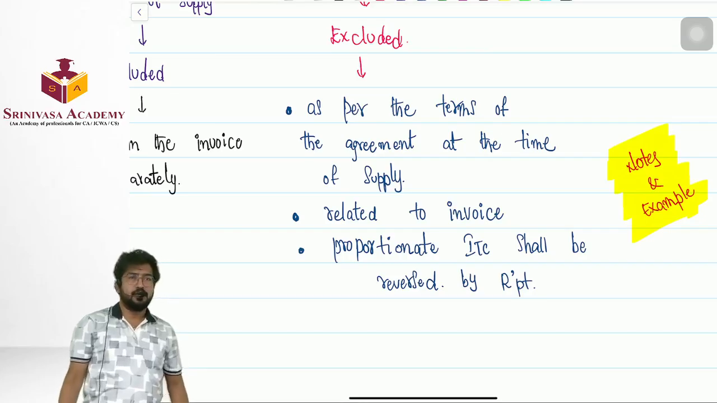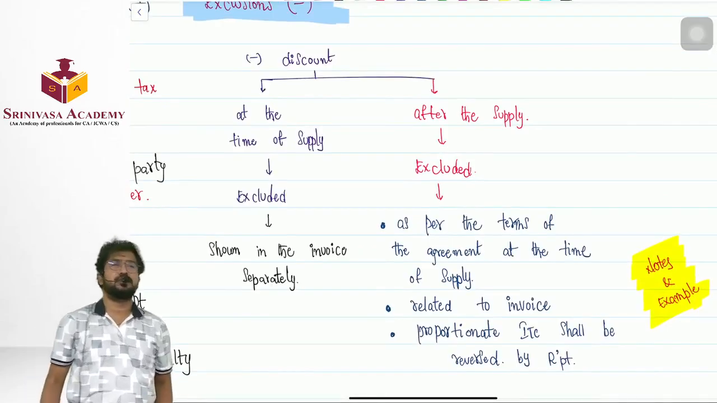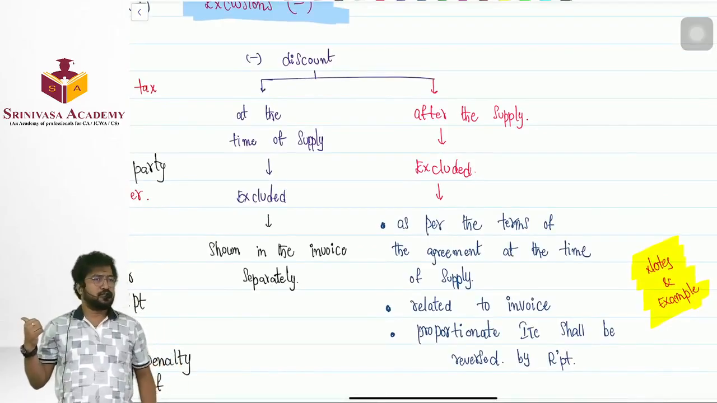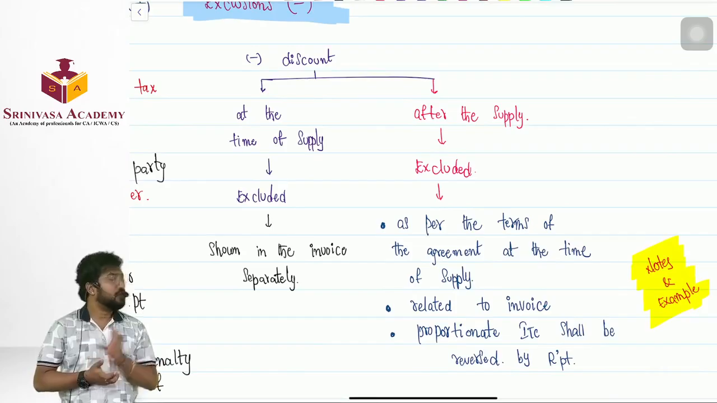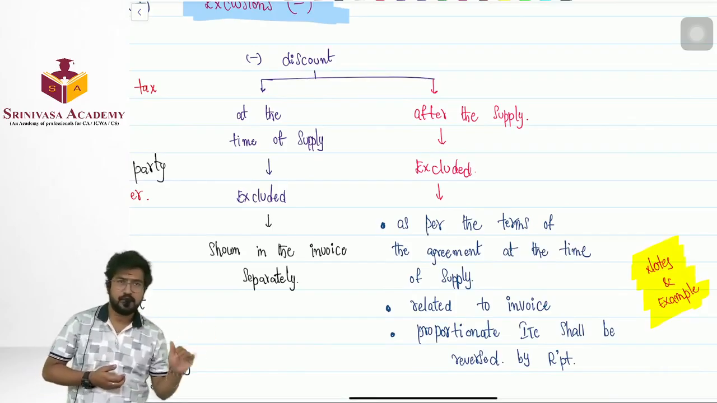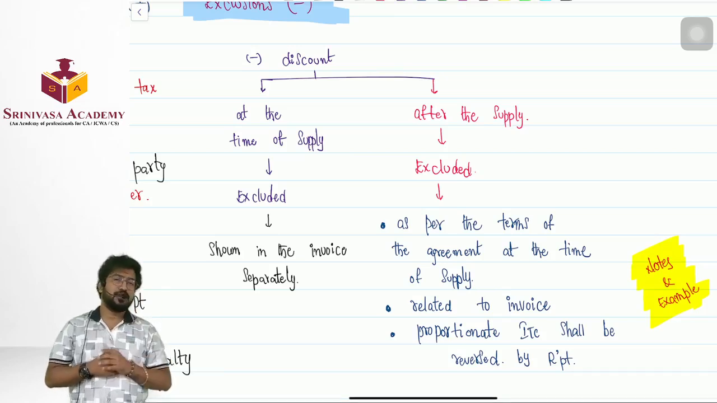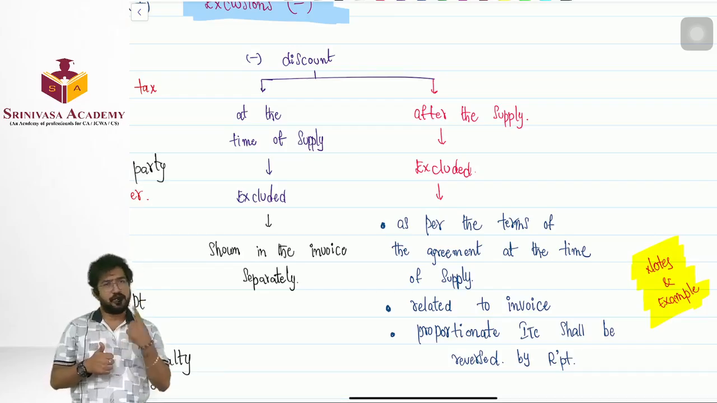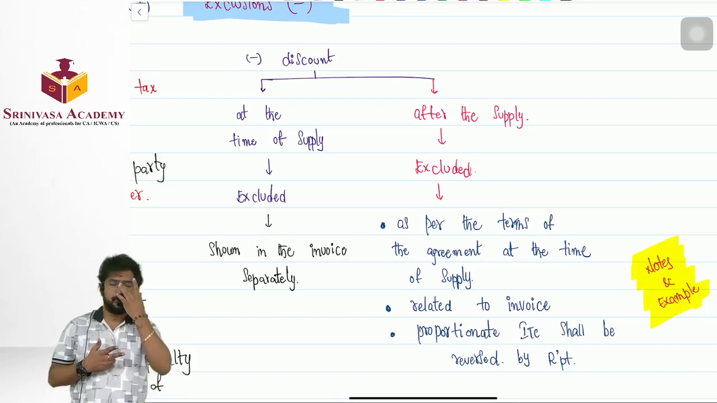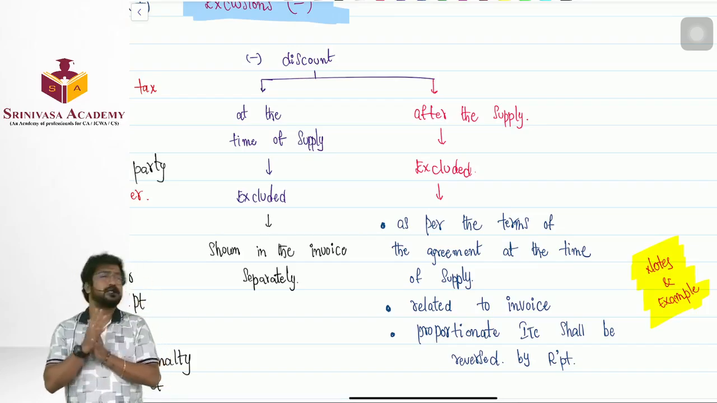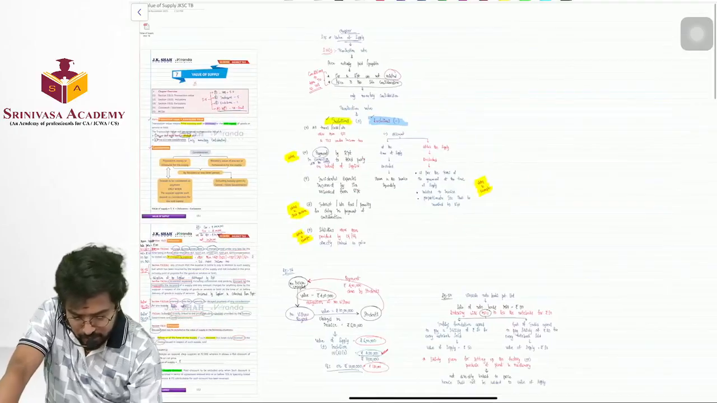Am I clear? You tell me, discount is given in how many cases? One is at the time of supply or after. At the time of supply, will you exclude it? Yes. But what is the condition? Show that separately in the invoice. Clear? After the supply, will you exclude it from the value of supply? Yes. But what are the 3 conditions? Number one, as per the terms of the agreement already agreed. Number two, related to invoice. Number three, proportionate ITC to be reversed by the recipient. Am I clear? Right, let us move on to the problem. Shall we see the problem? Yes, let us move on to the problem.